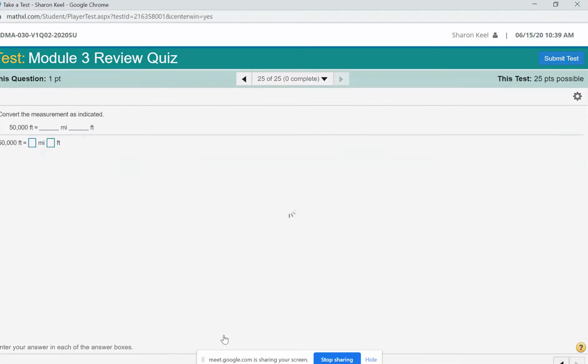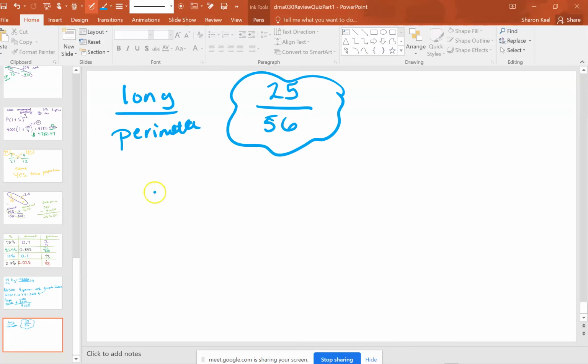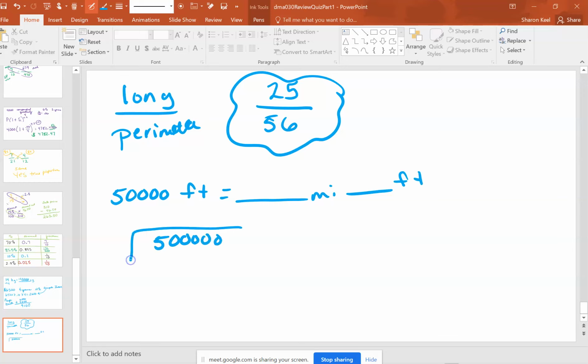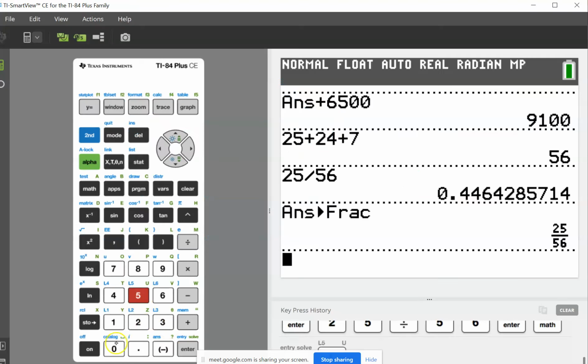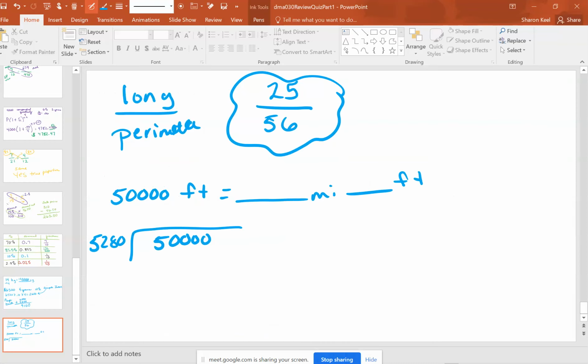And the last question is, convert 50,000 feet to miles and feet. So if we have 50,000 feet, we're going to convert it to miles and leftover feet. This is where you would use the fact that there are 5,280 feet in a mile. So 50,000 divided by 5,280 gives us a 9. Only use the whole number 9. That's going to be 9 miles.